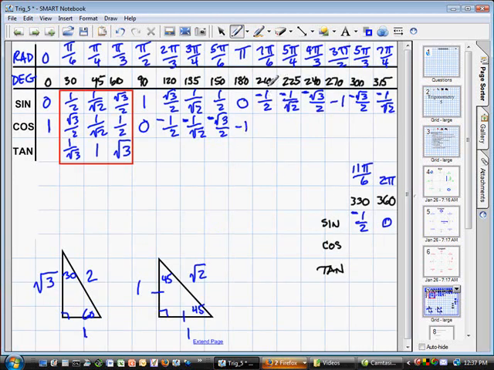210. 30 degrees is the closest angle to the x-axis. Cosine 30, square root 3 over 2. Because we're still to the left of the y-axis, that must be negative.